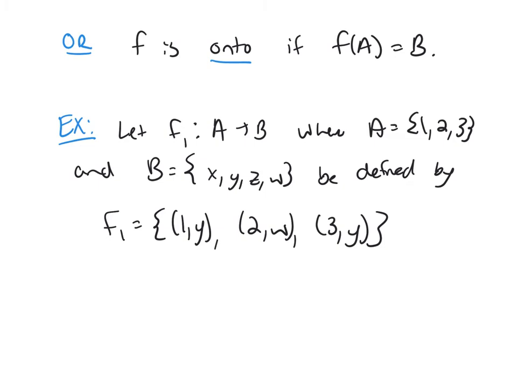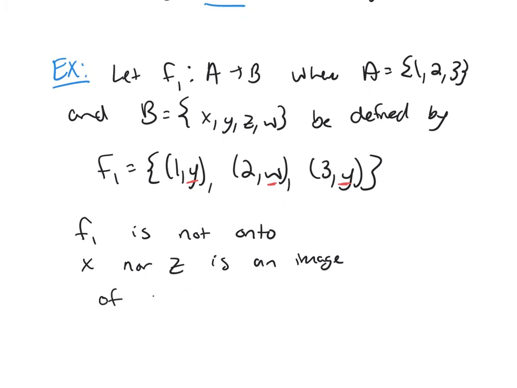So we have to look at all the elements of B and ask, are they images of an element of A? So if I look here at my second coordinates, I have y and w, but I don't have x or z. So f1 is not onto, and that's because neither x nor z is an image of an element of A.